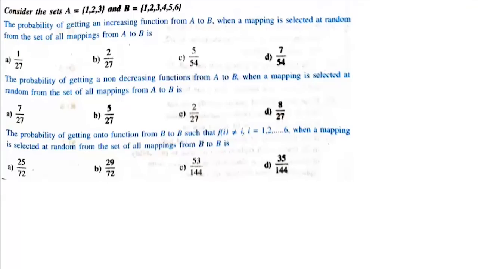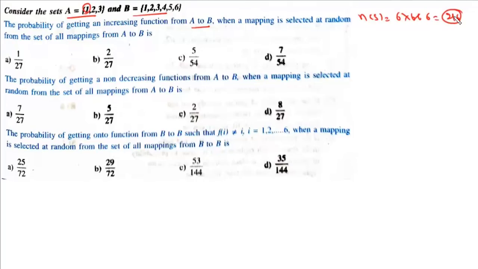Now, the question is, consider the sets A and B. The probability of getting an increasing function from A to B when a mapping is selected at random from the set of all mappings from A to B. Now, total number of mappings in this case will be, for each of these three elements, we have 6 choices. So, it will be 6 into 6 into 6 and there will be 216 possible mappings.